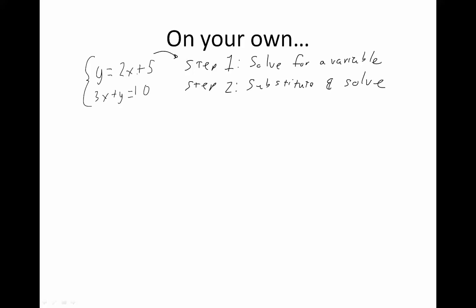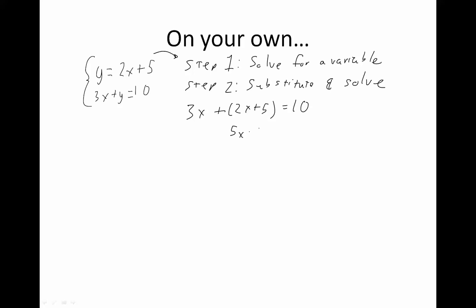So we're going to take this and replace, since y and 2x plus 5 are the same thing, I'm going to replace the y in this equation with 2x plus 5. So that becomes 3x plus, but not y, it becomes 2x plus 5 equals 10. Again, notice that I have replaced the y with 2x plus 5. And now we solve this equation. The parentheses, since there's no multiplication, are not important here.